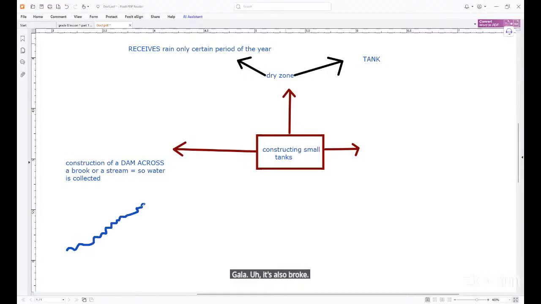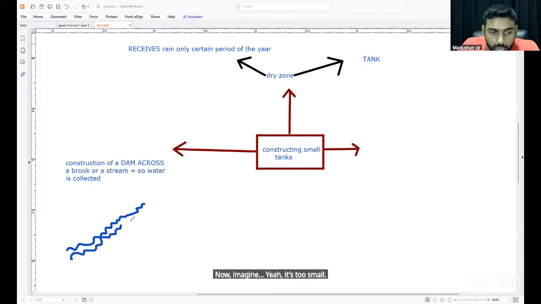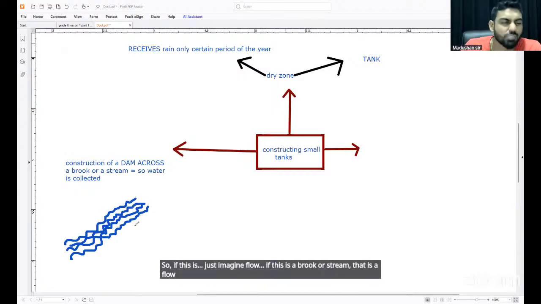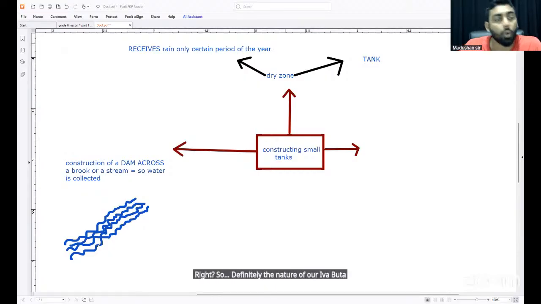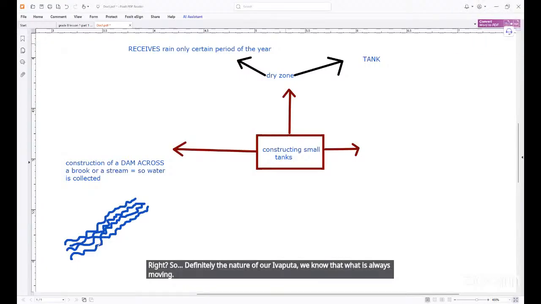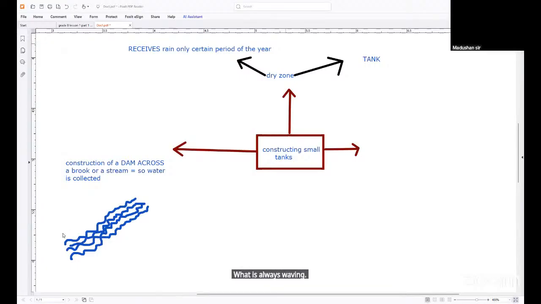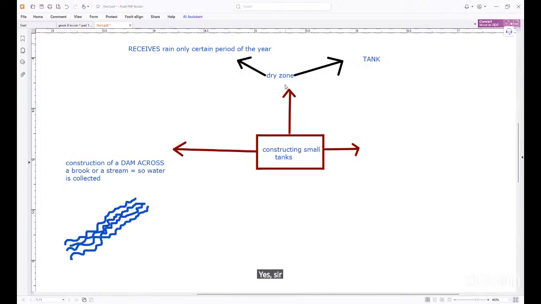But it's too small. Now imagine, yeah, it's too small, definitely. A brook is too small. So just imagine if this is a brook or stream, that is a flowing water, small river, right? So definitely the nature of a river, Puta, we know that it is always moving, always waving. Am I correct? Yes, sir. It is not stagnated in the same place like a mud pit.